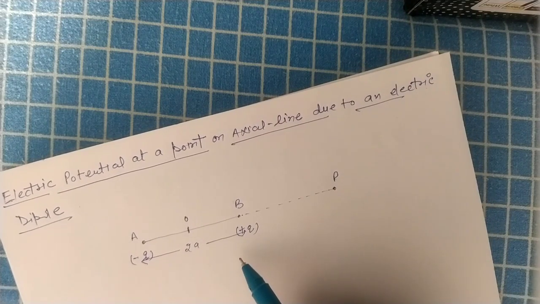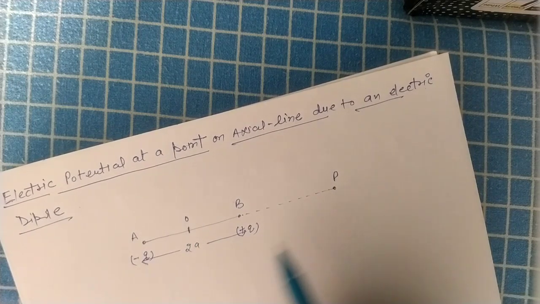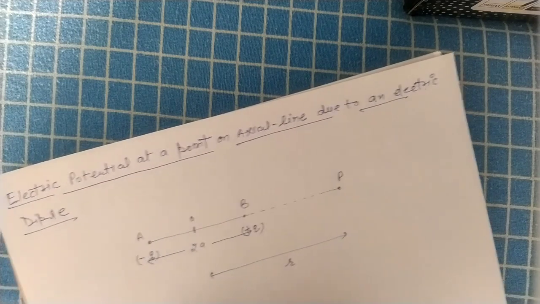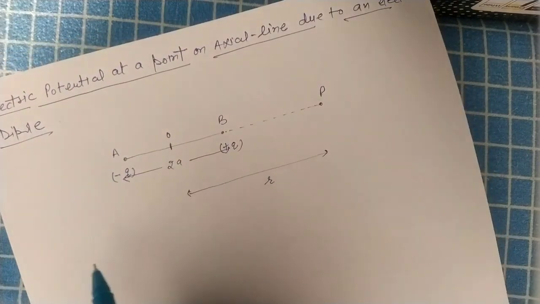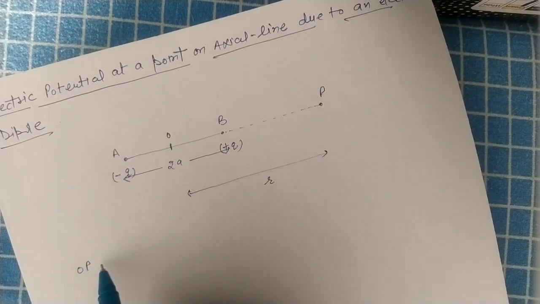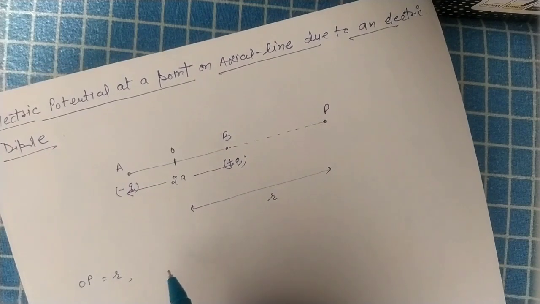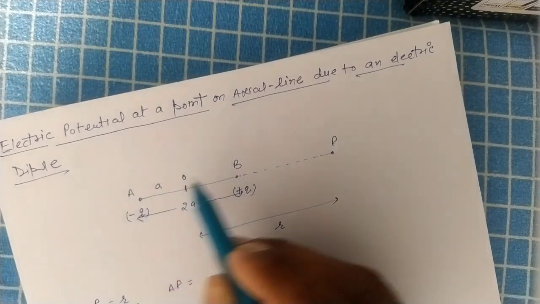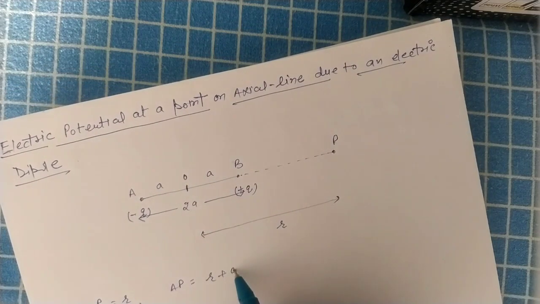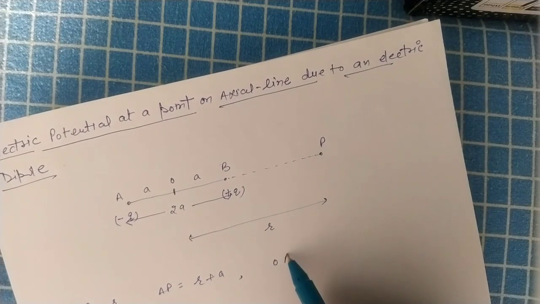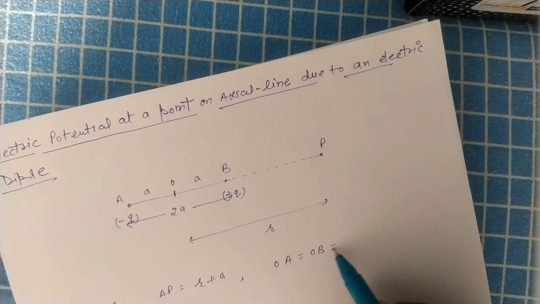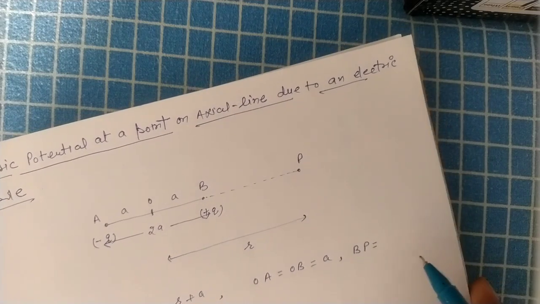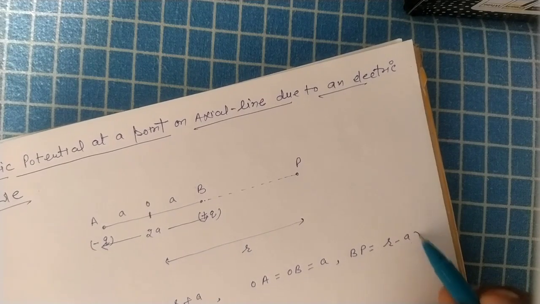Distance between point O to P. Let distance between point O to P is R. Therefore, we can write OP is equal to R, AP is equal to R plus A, and OA equal to OB is equal to A, and BP is equal to R minus A.